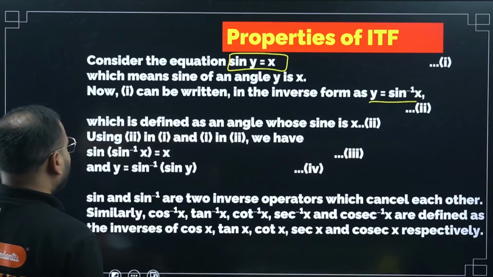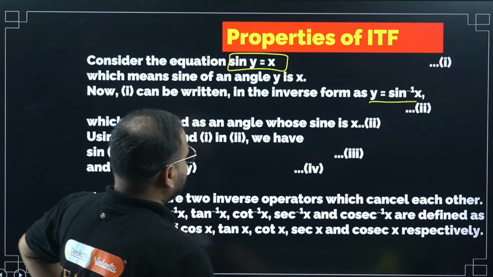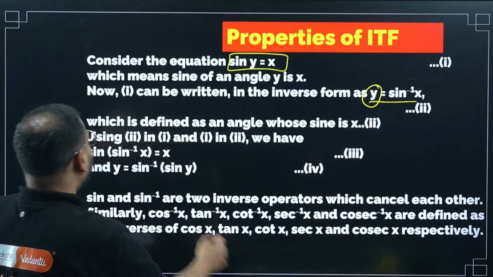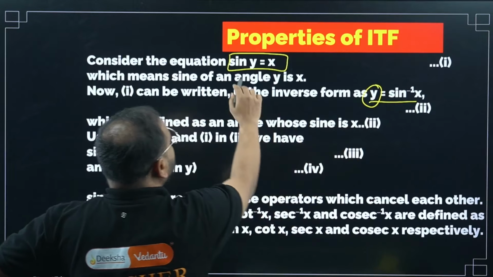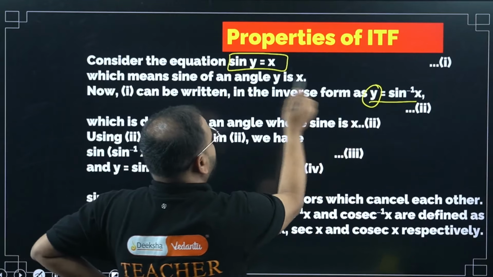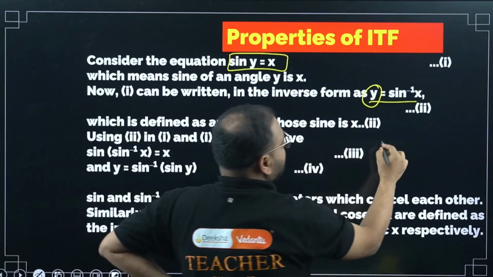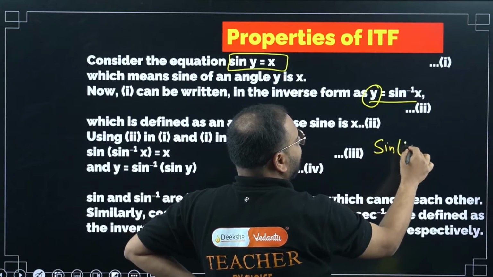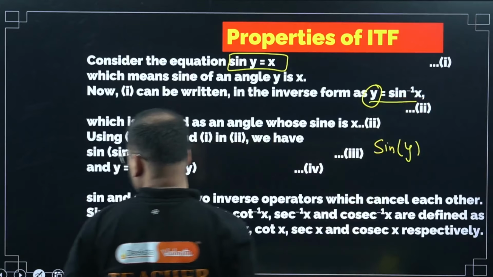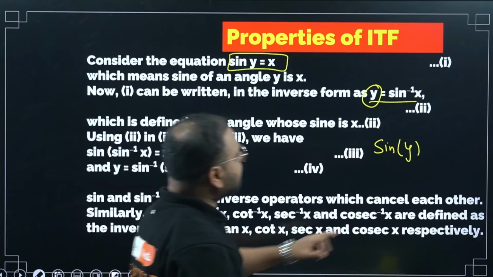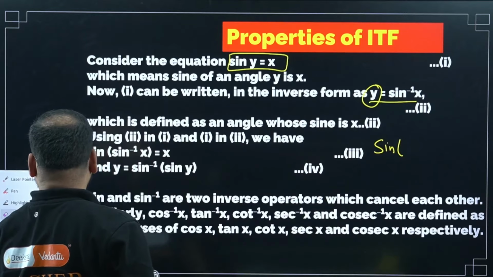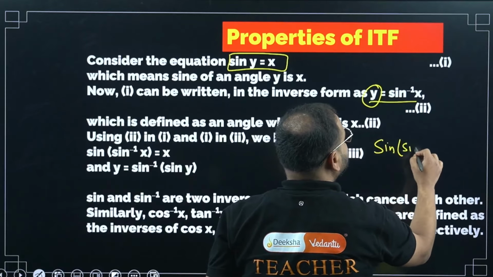Okay, sir. Which is defined as an angle of sine is x. Okay, this is my angle. Now if you are using this here, means sine y equal to x and y equal to sine inverse x, if I use the y value here, bacha, what is this? This is my sine of y, right? So in place of y I can write sine inverse x. Why, sir? Because inverse is written like this. So sine inverse x is written like this.